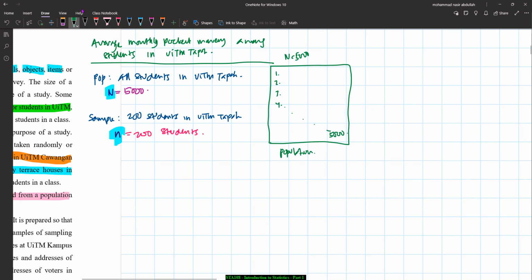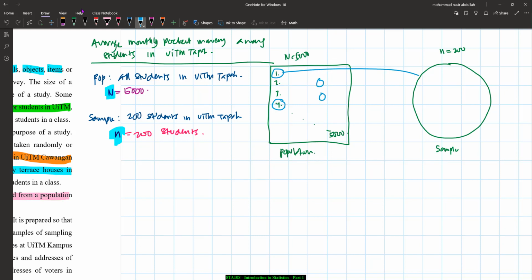Let me illustrate like this. We want to understand what is a sampling unit. So now, the sample, let's say I put one circle here, representing sample. So this is sample. This is N equal to 200. So let's say I select randomly, I select 1, 2, 3 something here, I select and put into this. Some students, I select 200 students. Let's say this is 200 students, I select and put in my sample.